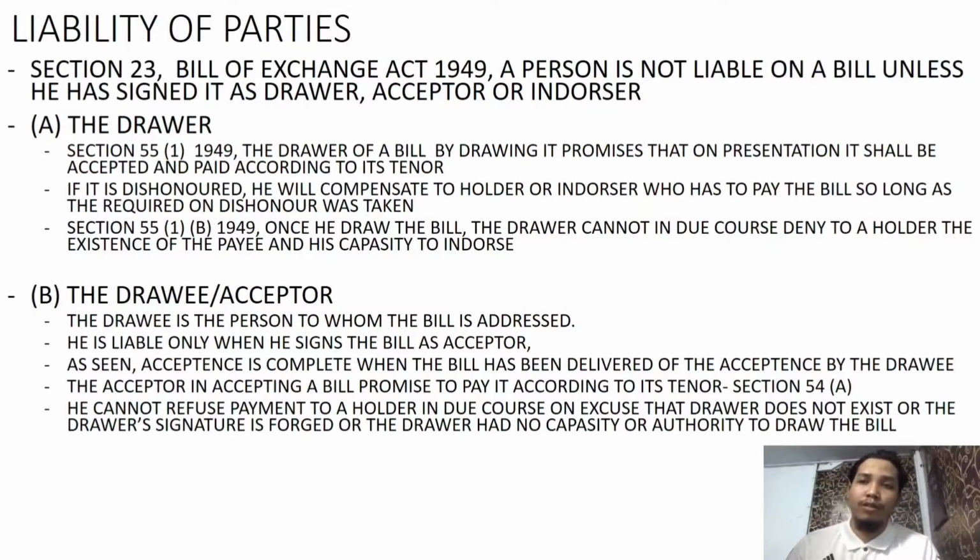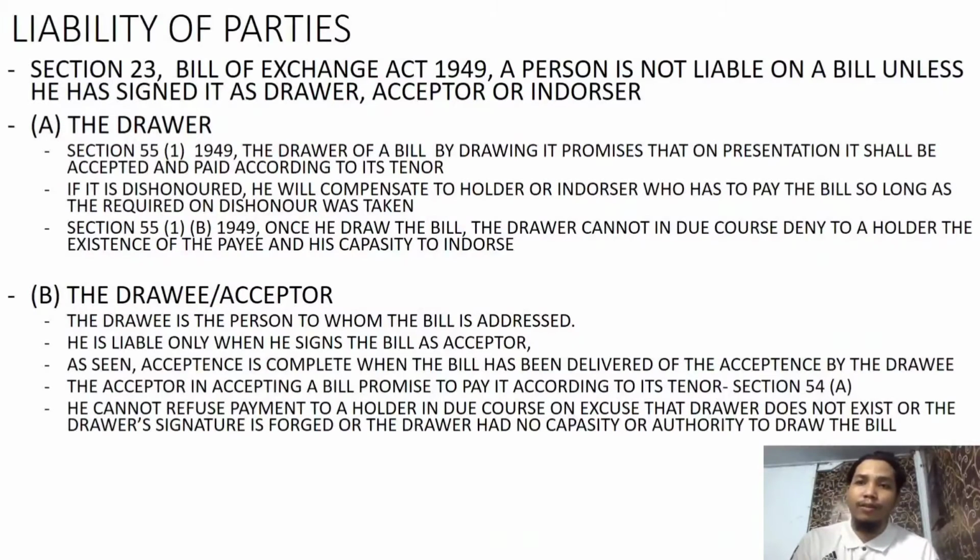Okay, today I want to talk about liability of parties. In section 23 of the Bills of Exchange Act 1949, a person is not liable on a bill unless he has signed it as drawer, acceptor or endorser.